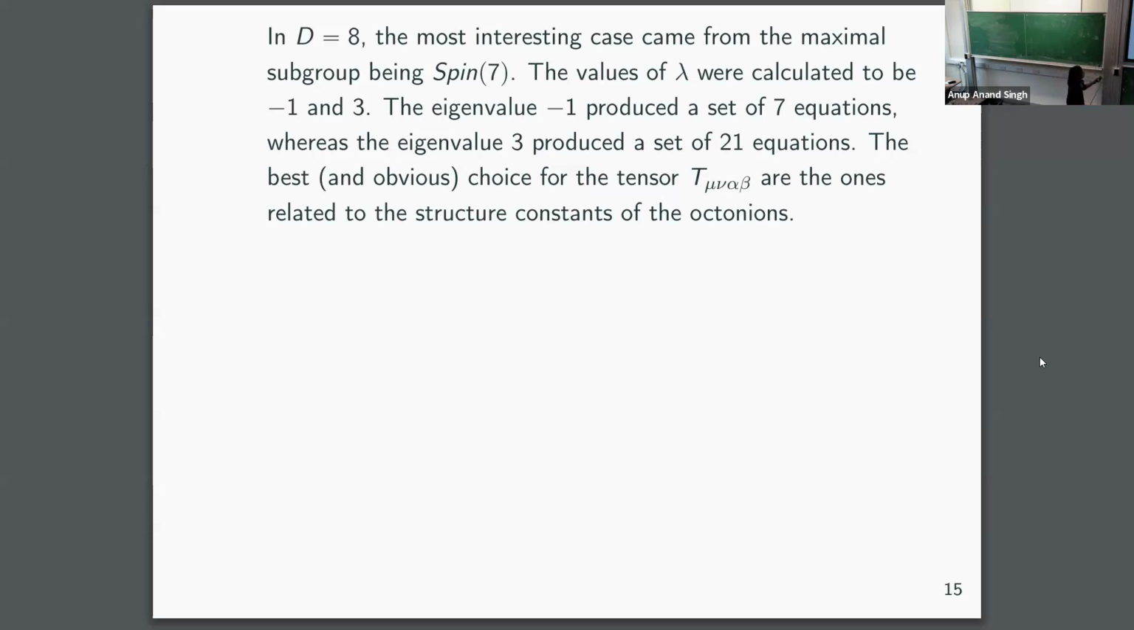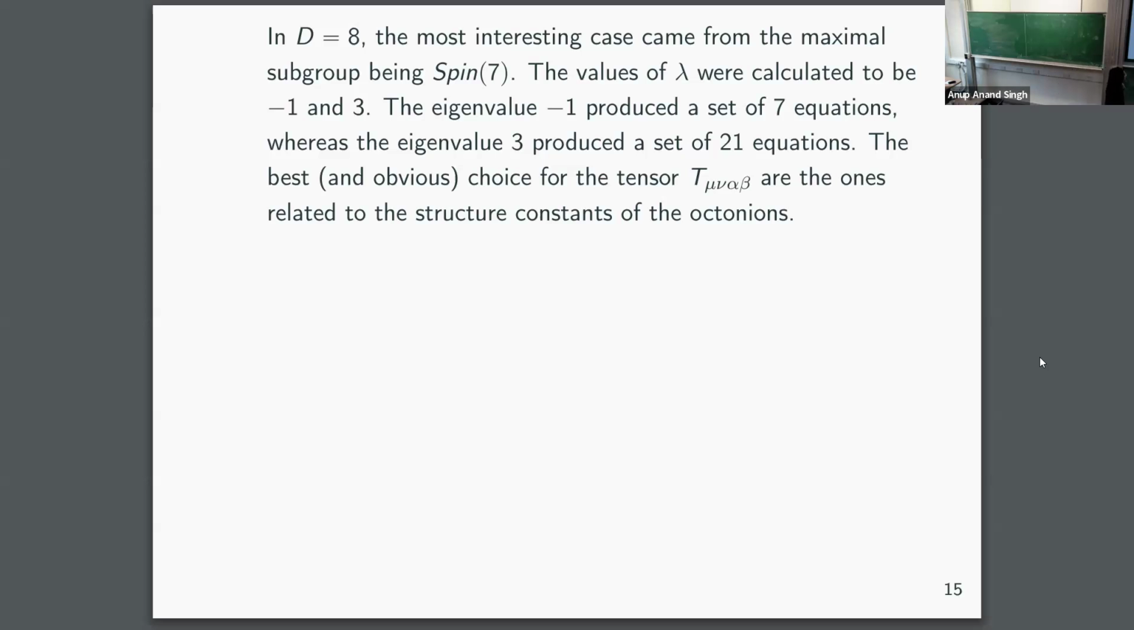So it turned out the eigenvalue -1 produced a set of 7 equations, whereas the eigenvalue 3 produced a set of 21 equations. So clearly, now you understand why, when people talk about high-dimensional instantons, they always work with this -1 eigenvalue. As I've been told, it's not that you cannot find solutions with the 3 eigenvalue, but not always, maybe in some particular cases.